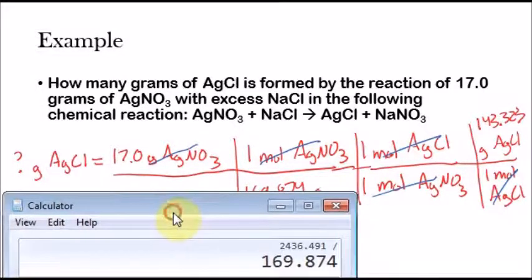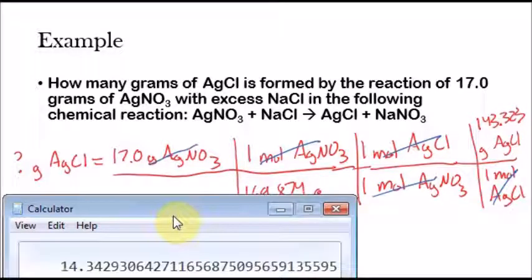Yes, okay. We get this. Again, we have to always consider our significant digits. We're going to look at this number and that number. So this has 3, this has 6, and this has 6. So we're just going to round our answer to 3 significant digits. So the answer is going to be 14.3 grams.